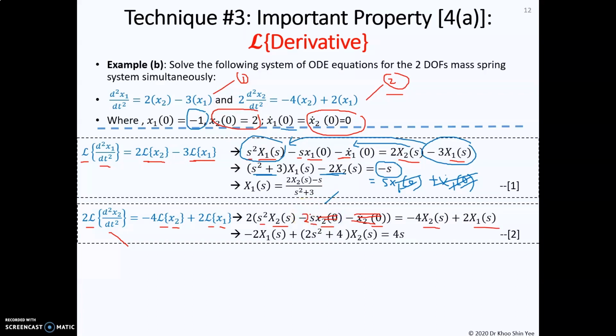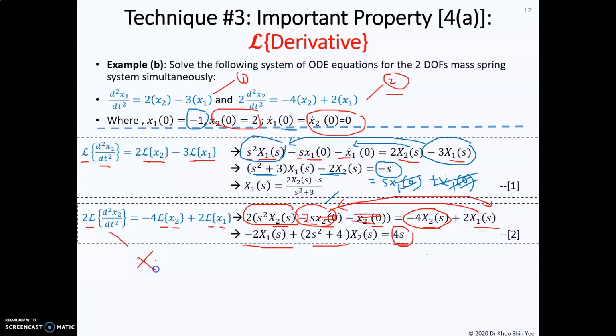We collect the term for the x1. So with x1, we move to the left hand side, you obtain negative 2X1(s). Then we collect the term for the x2. So this is the x2 term, and this is the x2 term as well. So you have s squared plus 4. This is the answer. And lastly, you have the negative s multiplied with the 2 here. So you get negative 4. When you move to the right hand side, you obtain 4s.